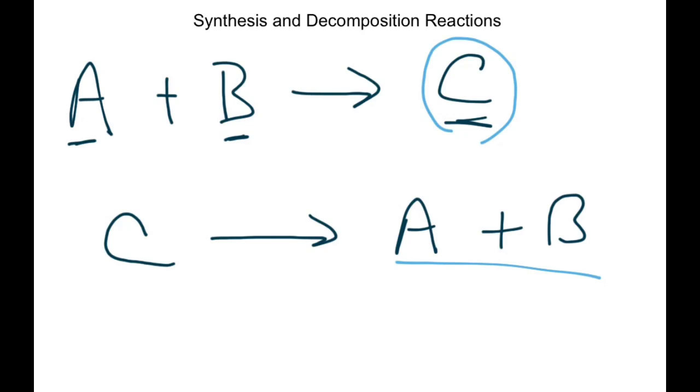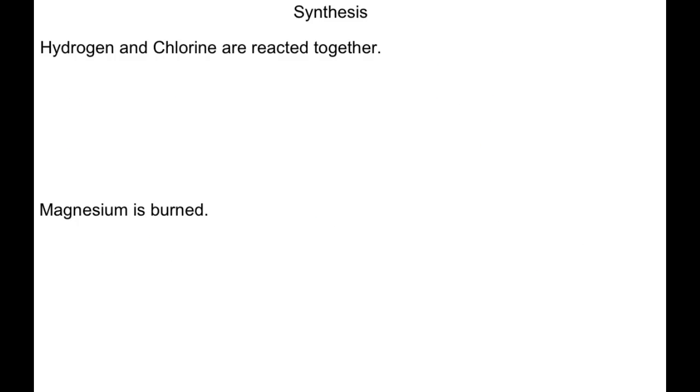Now let's get into some examples. We'll start with synthesis. It says hydrogen and chlorine are reacted together. And this is going to look a lot like test questions. Now hopefully you can see synthesis. There's element plus element. When two elements get together, they're the simplest thing you can have, and they get together to form a compound.